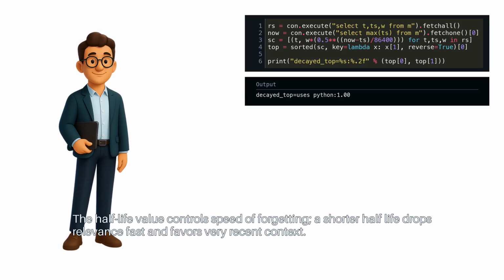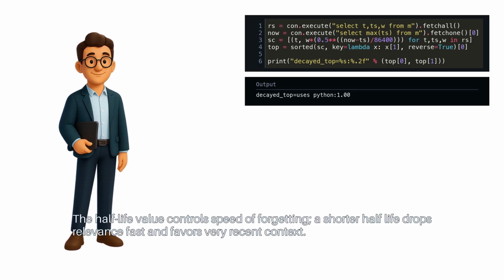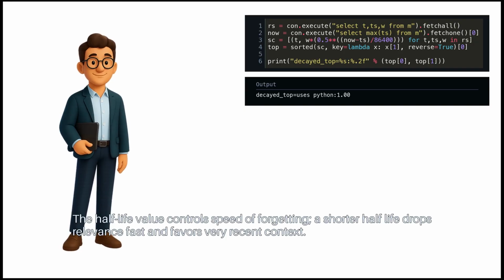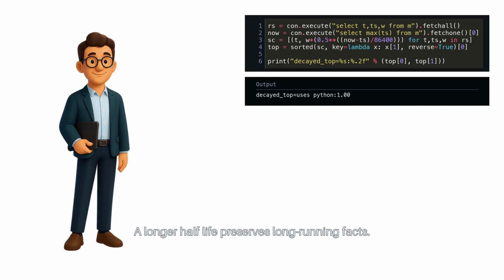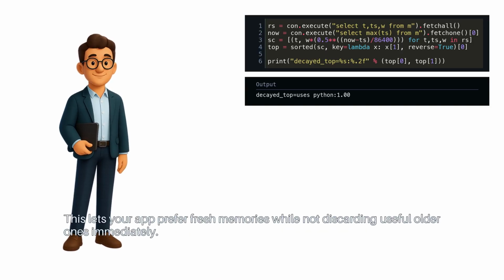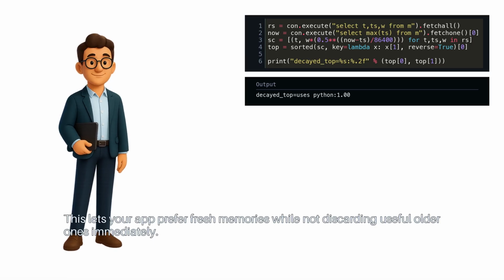The half-life value controls speed of forgetting. A shorter half-life drops relevance fast and favors very recent context. A longer half-life preserves long-running facts. This lets your app prefer fresh memories while not discarding useful older ones immediately.